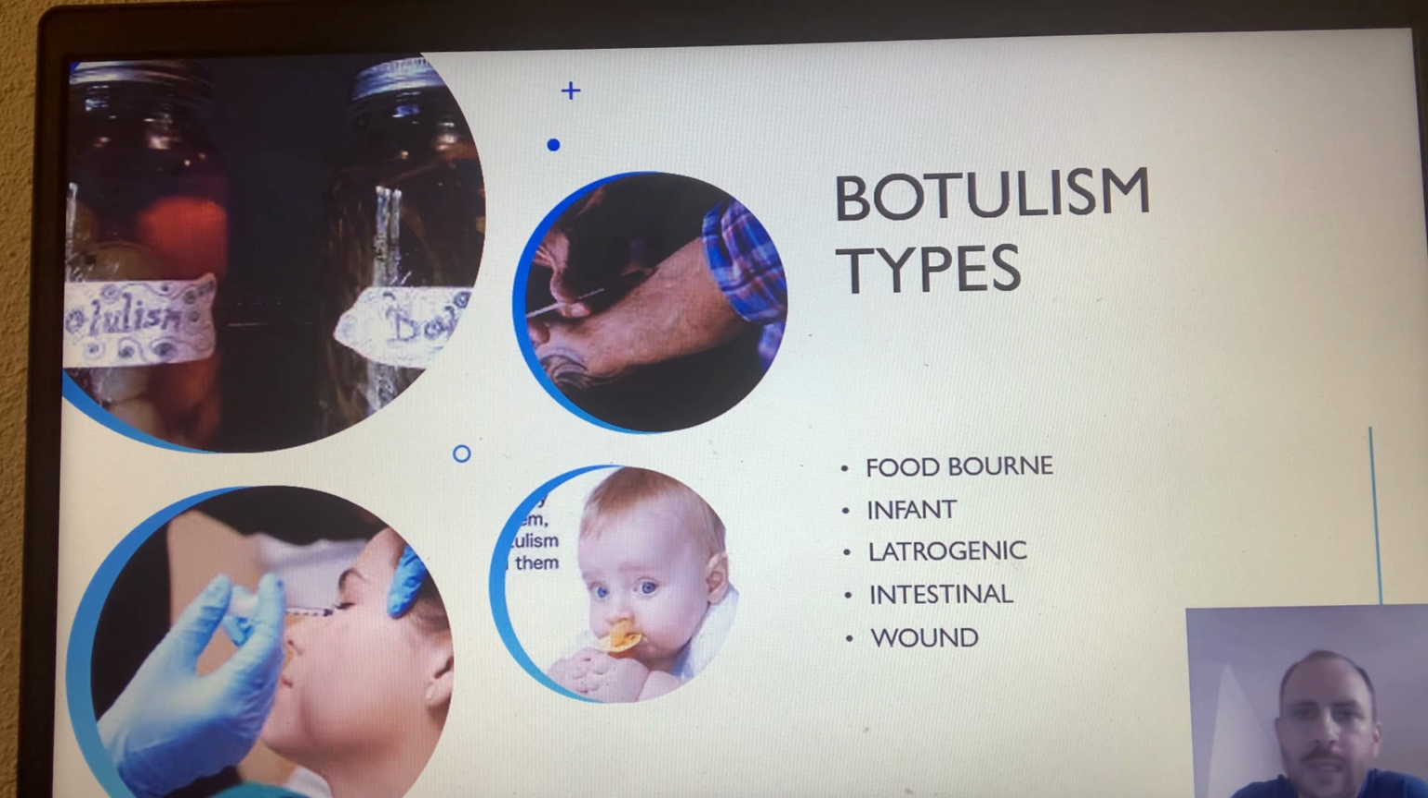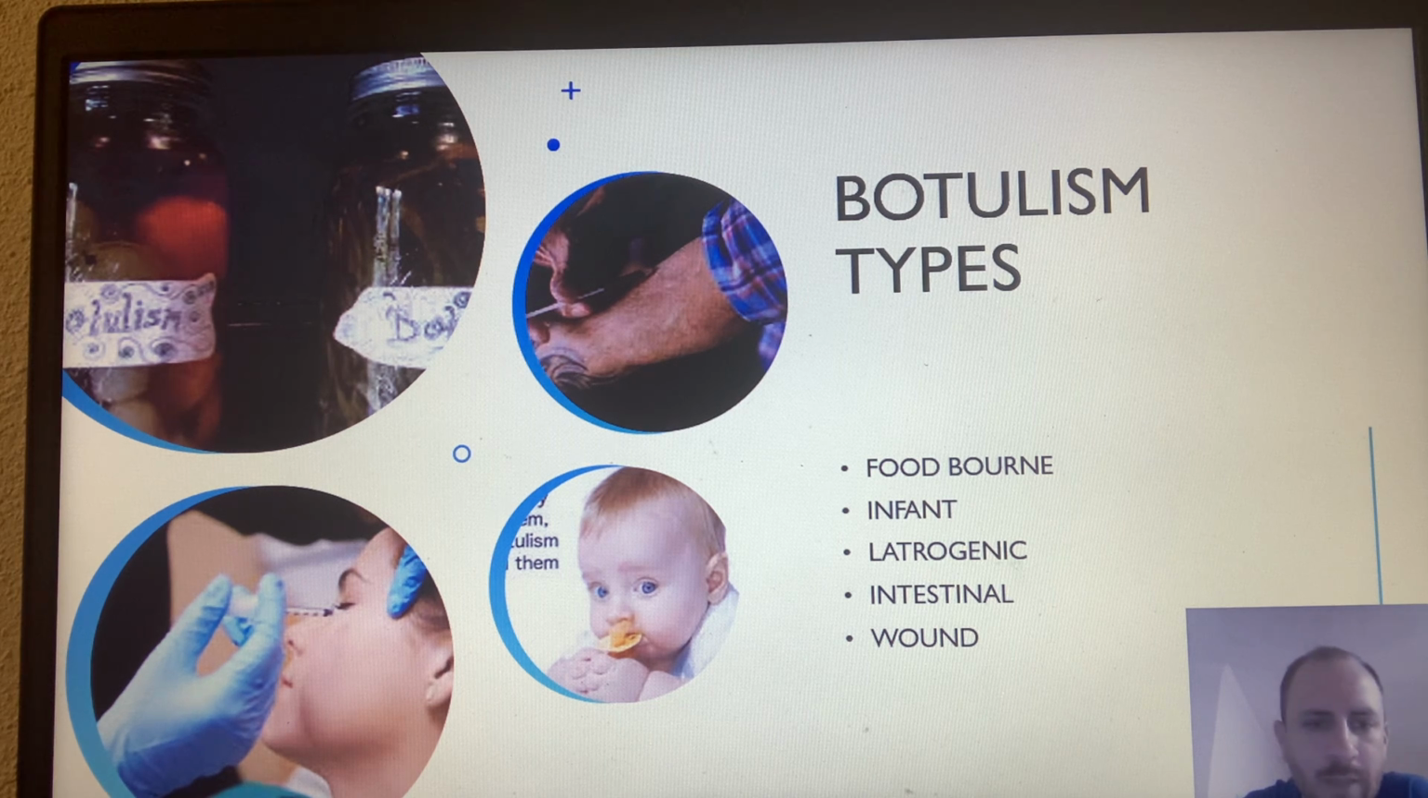Now, onto botulism types. There are 5 different types of botulism. We have foodborne botulism, which is basically canned goods. Infant botulism, which isn't fully understood as to how it appears in infants in the first place. One of the methods, but not necessarily the only one, that they have been able to determine is honey. So feeding infants honey basically sets up a scenario where you have those contributing factors that can turn the bacteria into a neurotoxin.